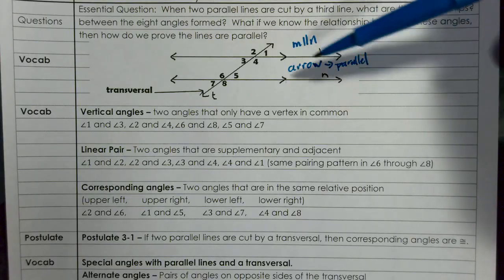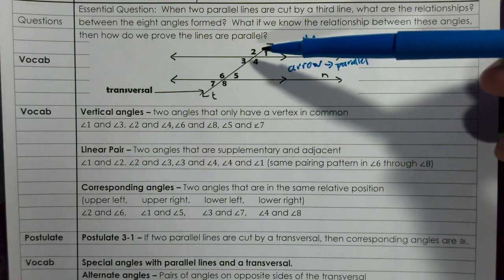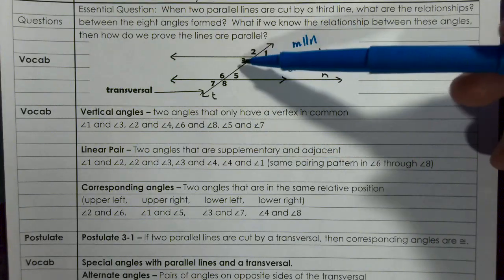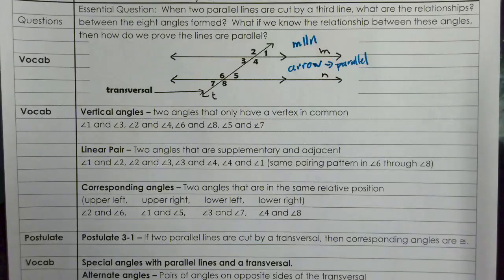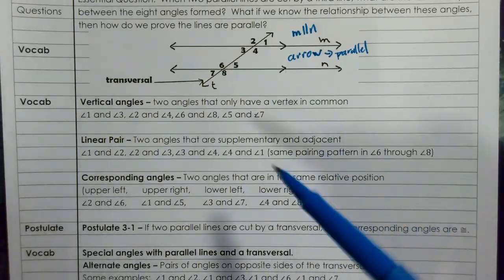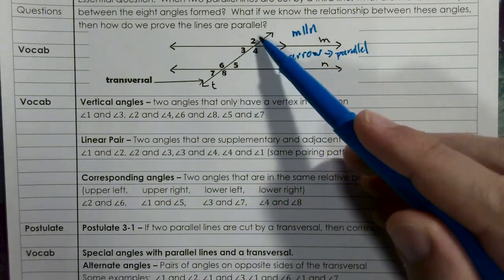two lines are parallel. So in here, we've got our vertical angles. We've talked about that in another video. 2 and 4 are vertical, 3 and 1 are vertical, 6 and 8, 7 and 5. Those are all our vertical angles. Linear pairs are the ones that are right next to each other.